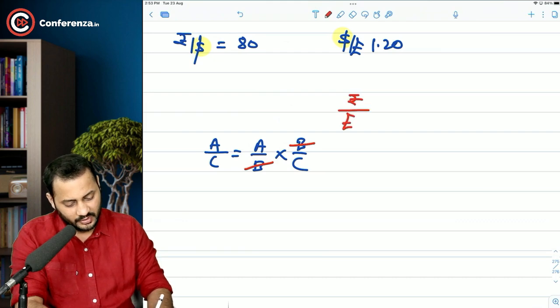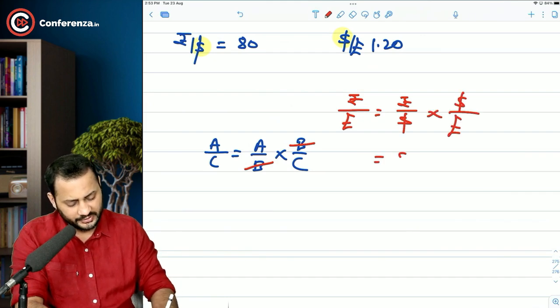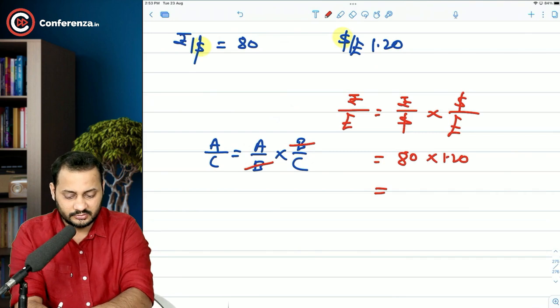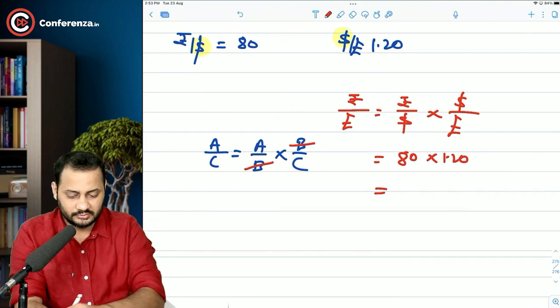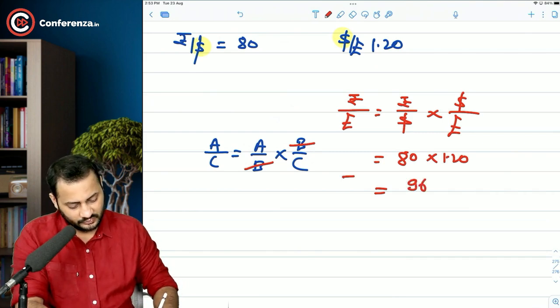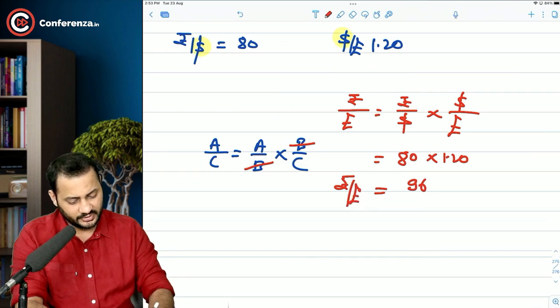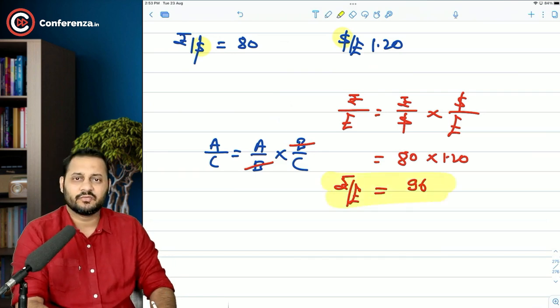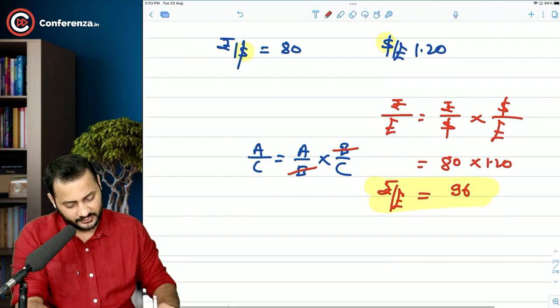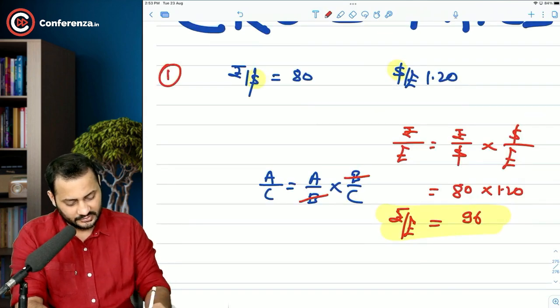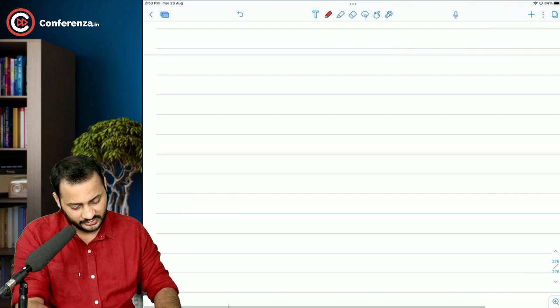Rupees per pound is equal to rupees per dollar multiplied by dollar per pound. So rupees per dollar is 80 multiplied by dollar per pound is 1.20. That's 96. So we have a rate of rupees per pound as well. This was the easiest of the cross rates and the first only. So this was your first example. Let me just take you to the second part.